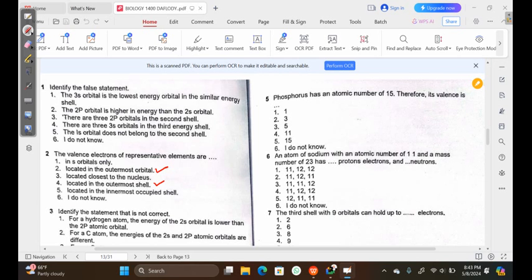Okay. So the correct answer here is, yes, in the outermost shell. I think there is not much to explain there. So the key here was valence electrons. Valence electrons are located in the outermost shell and not the outermost orbital.